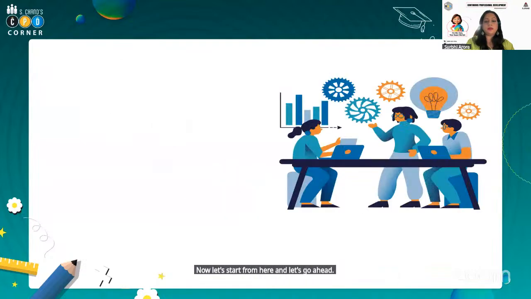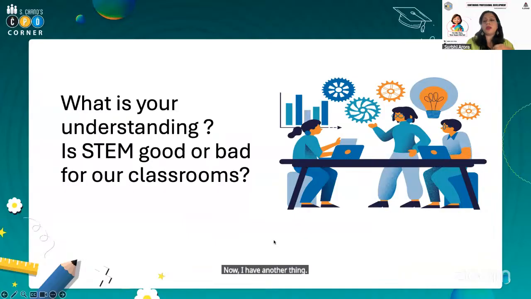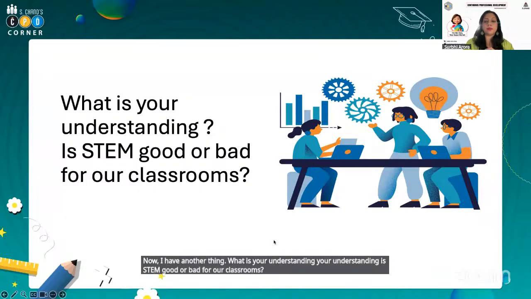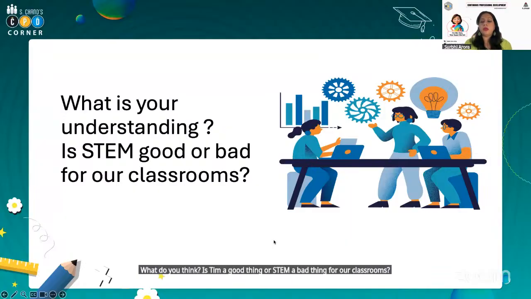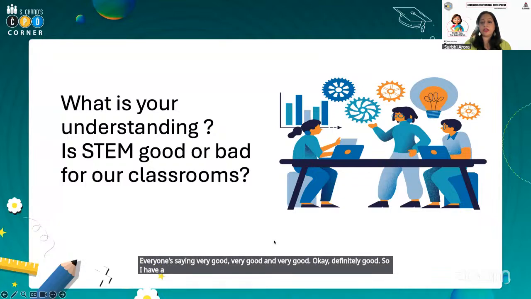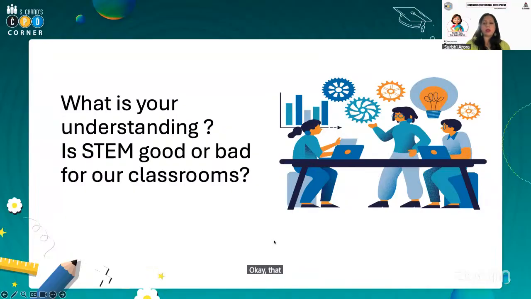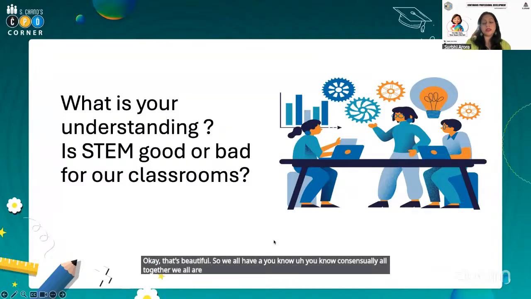Okay. Now, I have another thing. What is your understanding? Is STEM good or bad for our classrooms? What do you think? Is STEM a good thing or a bad thing for our classrooms? Okay. I have a lot of teachers, Rumpa, Vishwari, Bridge, Vasant, Farida, everyone saying very good. Okay, definitely good. I have a lot of people saying a lot of things, and awesome. Okay, that's beautiful. So consensually, we all are agreeing that it's good for a classroom.